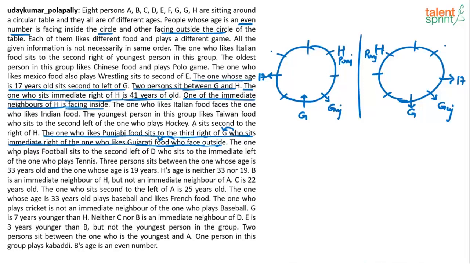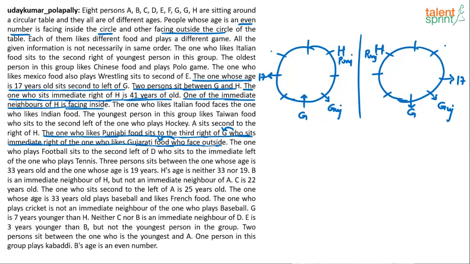Next, the one who plays football sits second to the left of D, who sits on the immediate left of the one who plays tennis. Three persons sit between the one whose age is 33 years and the one whose age is 19 years. H is neither 33 nor 19. B is an immediate neighbor of H, but not an immediate neighbor of A.